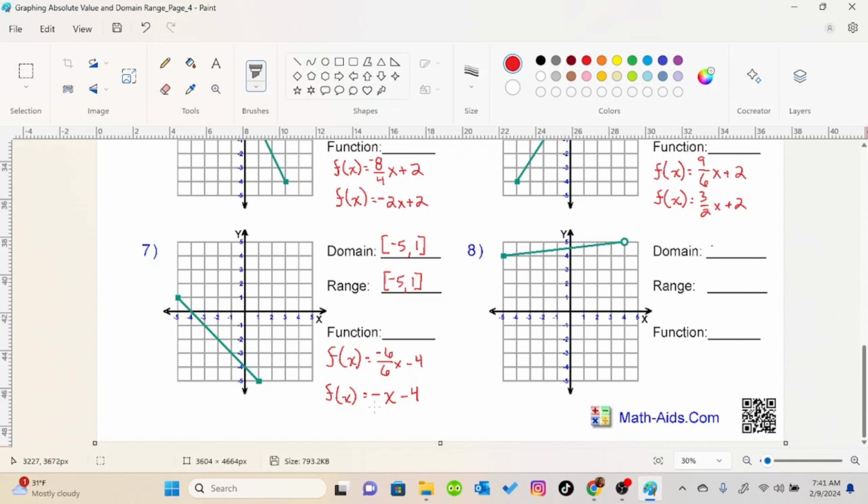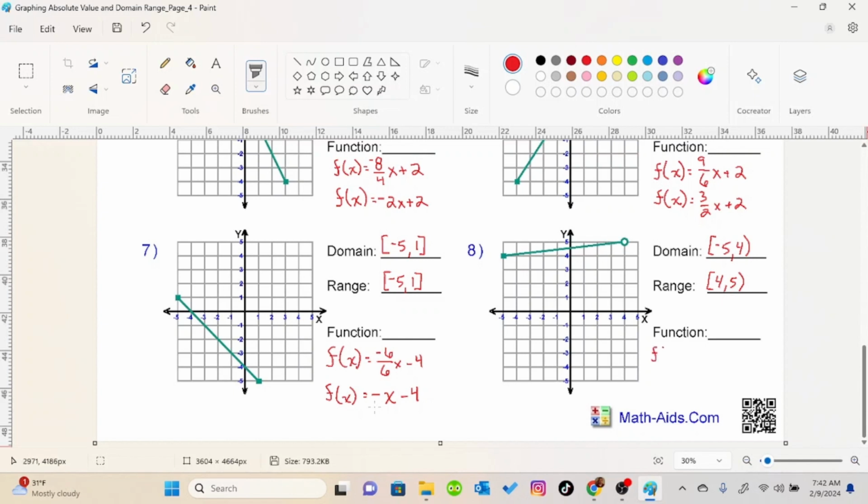And number 8, the domain starts at x equals -5 and goes until x is 4. The -5 is included because of the solid point, and the 4 is not because of the empty point. Our range starts at y equals 4 and goes until y equals 5. The 4 is included because of the solid point. The 5 is not included because of the empty point.